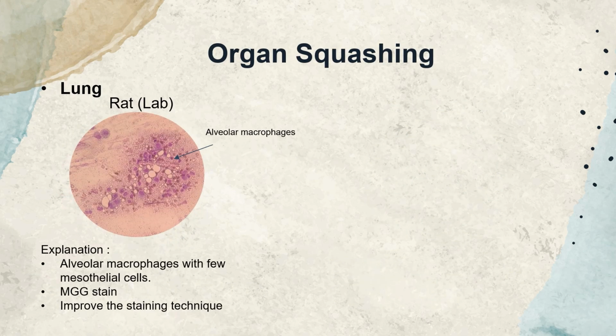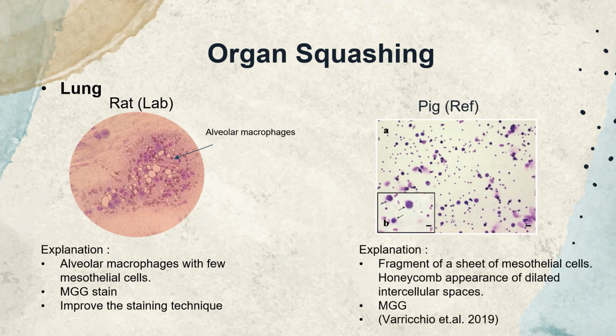From the rat lung picture, the arrows show alveolar macrophage with few mesothelial cells. To obtain clear image of the cells, ensure to provide better staining technique. The reference picture is from the pig sample where fragment of a sheet of mesothelial cells and honeycomb appearance of dilated intercellular spaces can be seen.